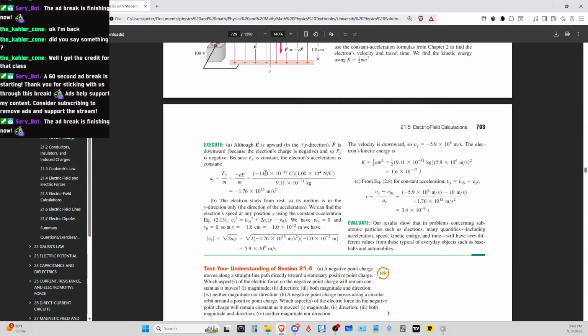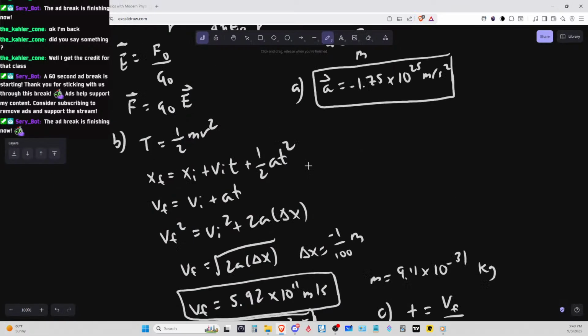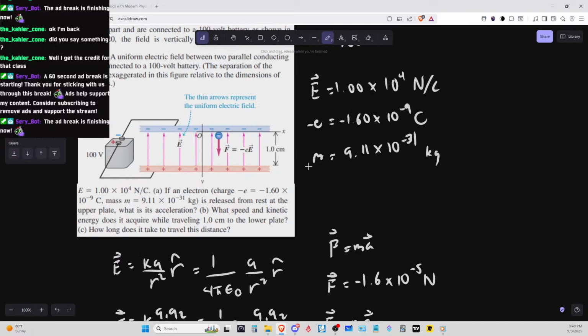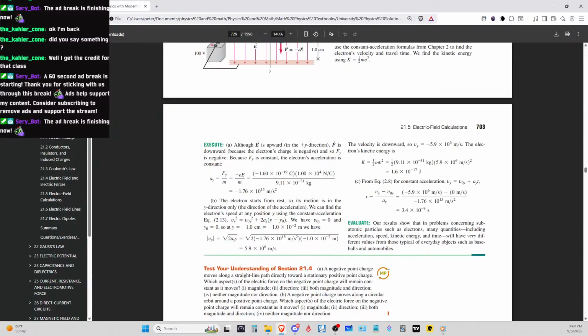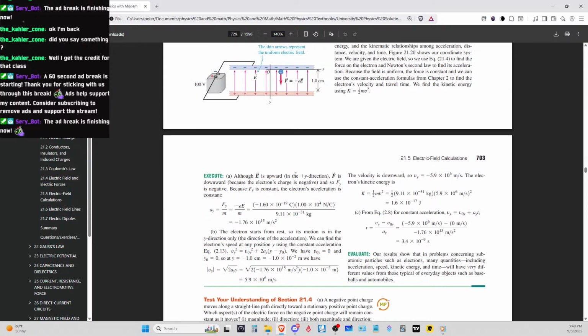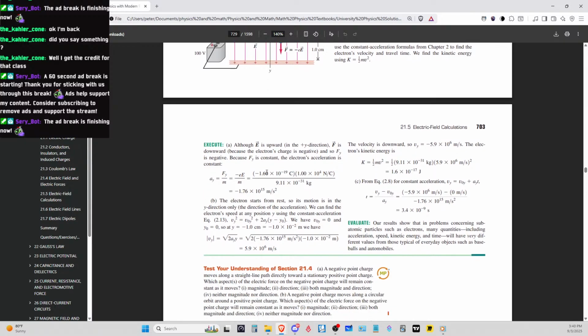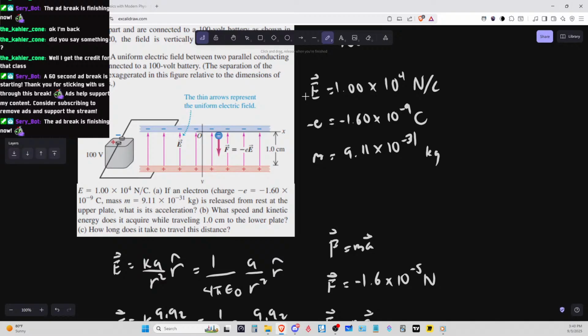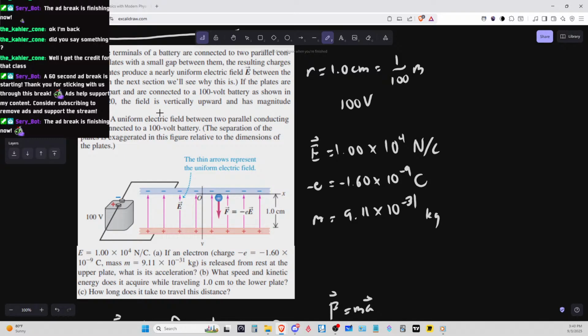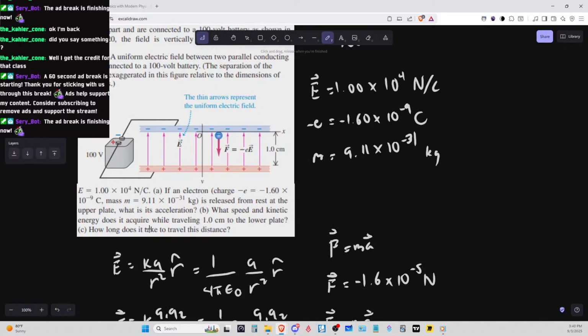Oh wait, hold on. 1 point... negative 19. Negative 19? They put one. Oh. Yeah, I think they made a mistake here. Or maybe I made a mistake on what the charge is. Because this one they put 1 negative 19 here, because in our problem, it says 9, unless I misread that. Nope, it says negative 10 to the 9.